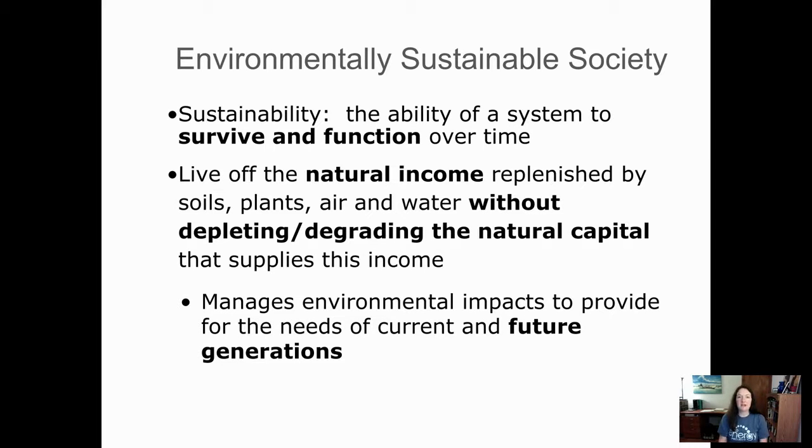Sustainability is defined as the ability of a system to survive and function over time. And ultimately, having an environmentally sustainable society would mean that we would live off of our natural income. We would be able to sustain our population without degrading what we have on the earth. For the last several centuries, we have been exceeding, degrading, and depleting our resources, and we're starting to suffer the consequences of those. So sustainability is becoming a major issue because we are starting to have to pay the costs of not living sustainably.